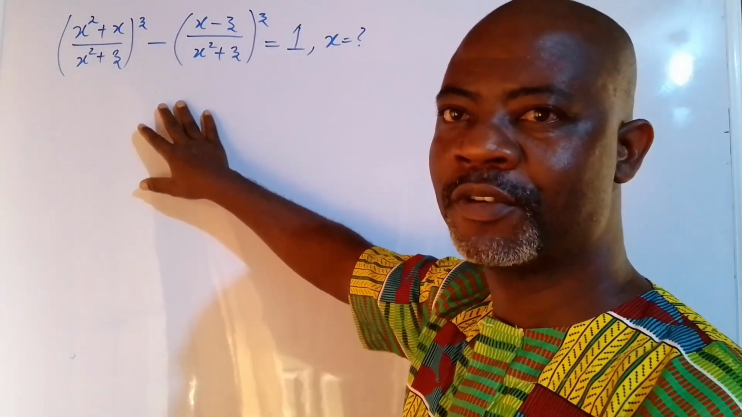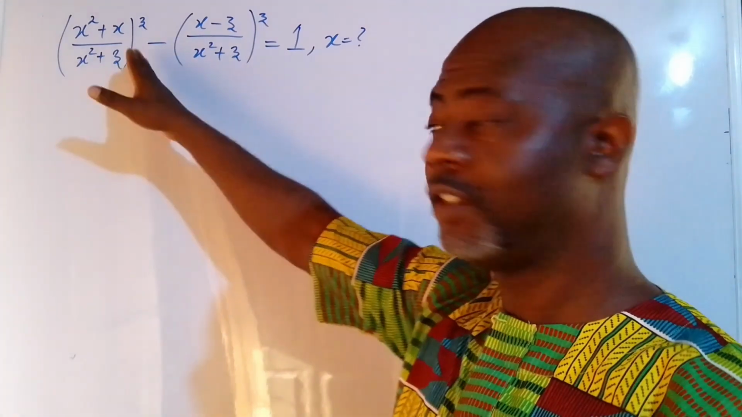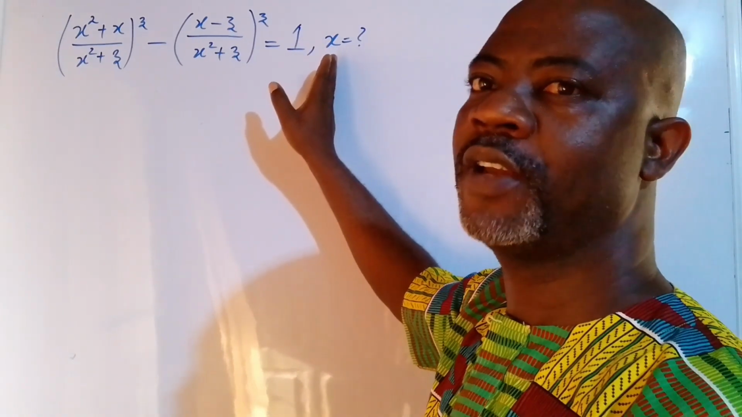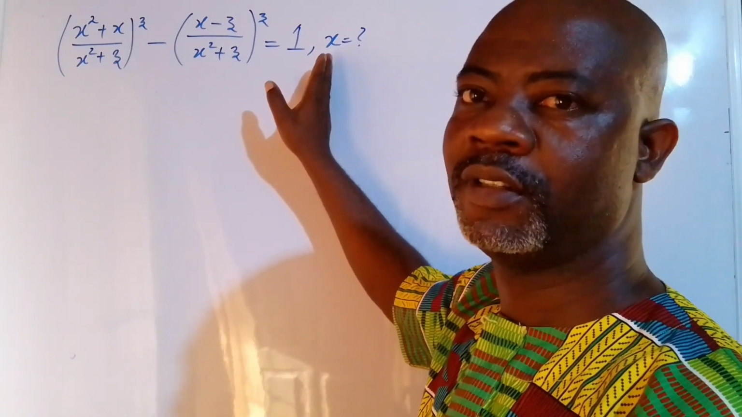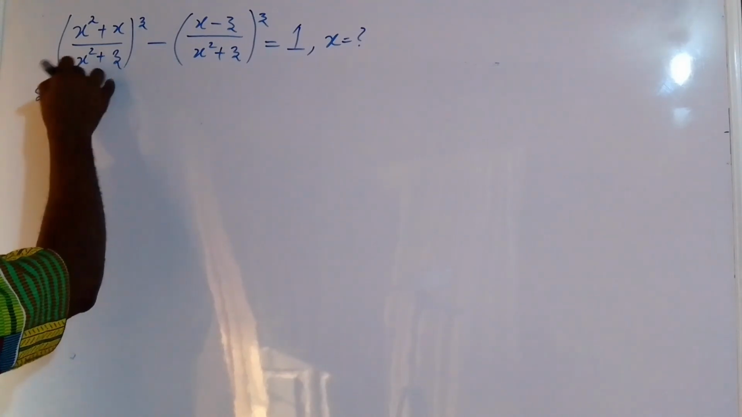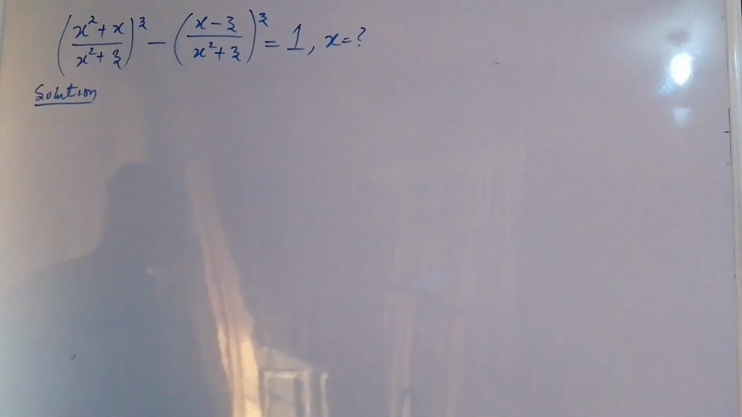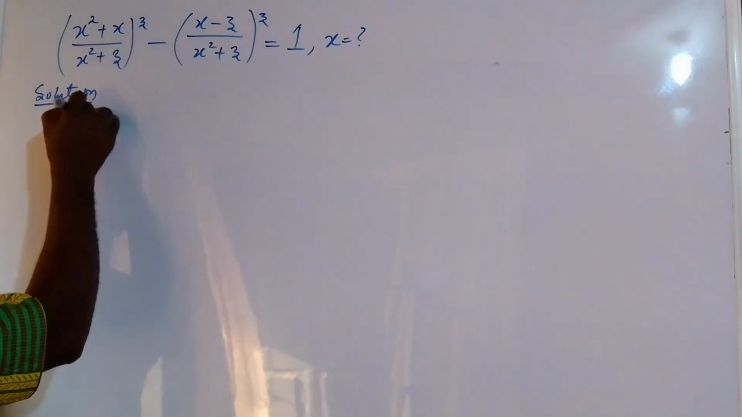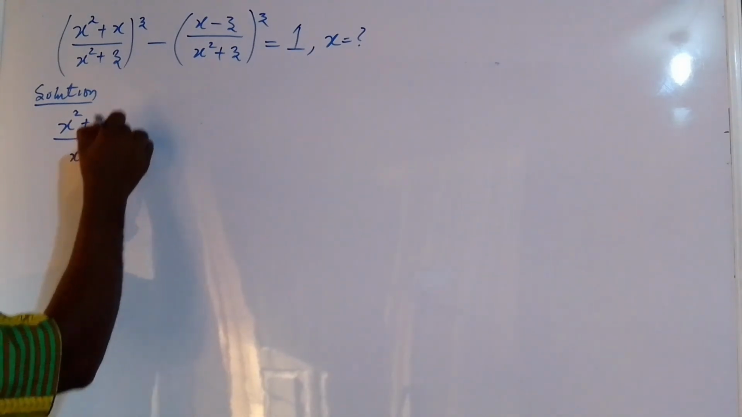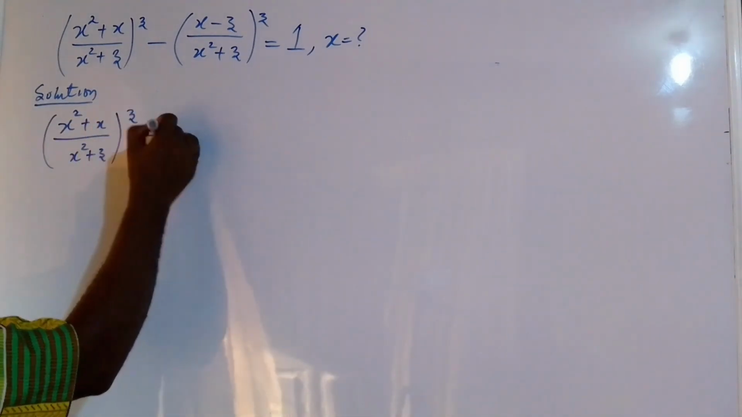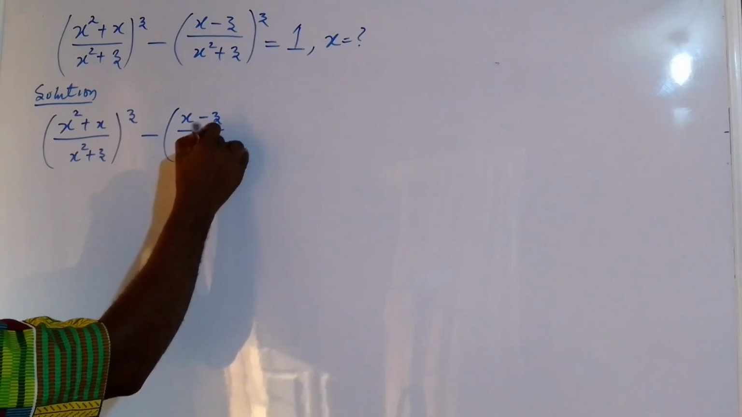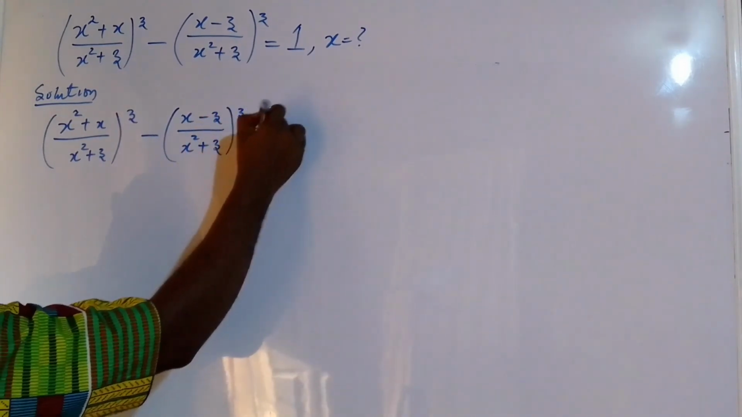Before us is a beautiful rational equation, difference of two cubes, and we have to solve for all the possible values of x. Let's see how this can be done. Let's get started. So we have a solution, and then I bring down the question, which is (x squared plus x) all over (x squared plus 3) cubed minus (x minus 3) all over (x squared plus 3) cubed equal to 1.